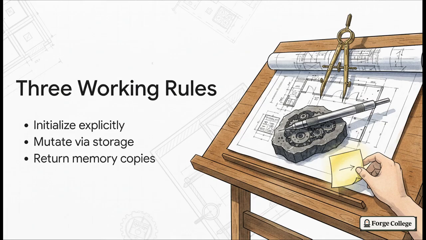Number 2, mutate with storage references. When you're updating an existing entry in an array, use a storage reference to do it in place. Your users' gas wallets will thank you. And number 3, return memory copies. If you're just showing a snapshot of data to a caller, always build and return a memory struct so you don't accidentally scramble the permanent state. Stick to these 3 rules and your smart contracts are going to be clean, gas efficient, and rock solid.